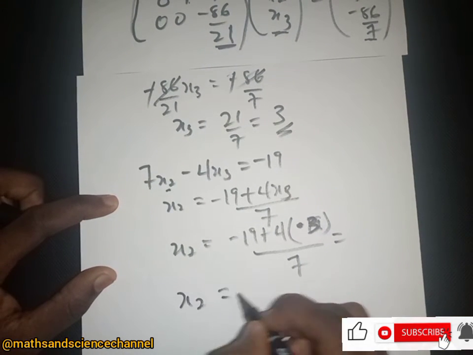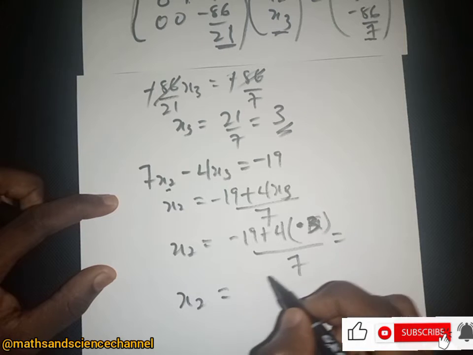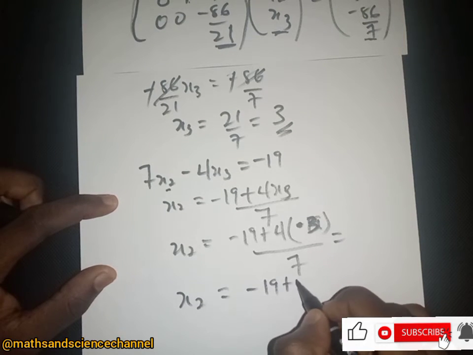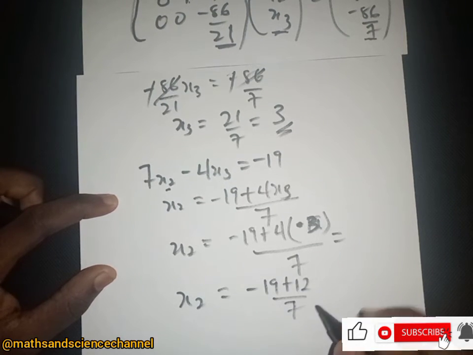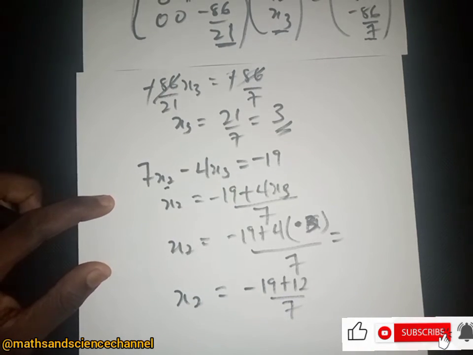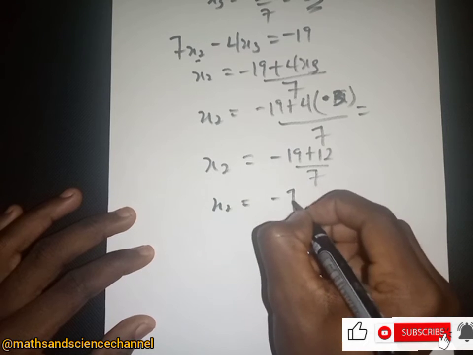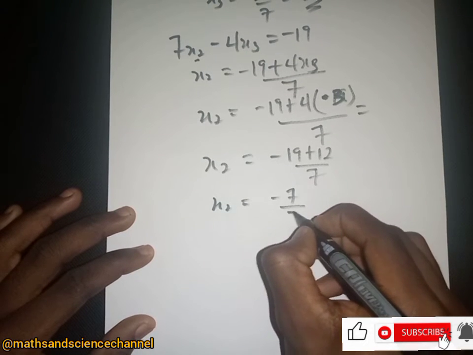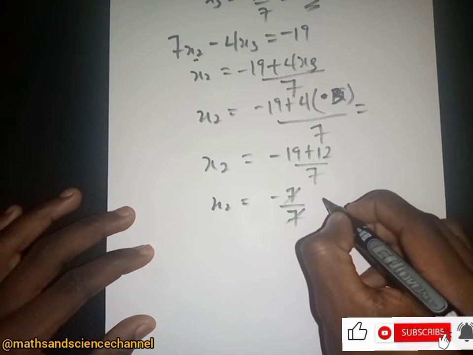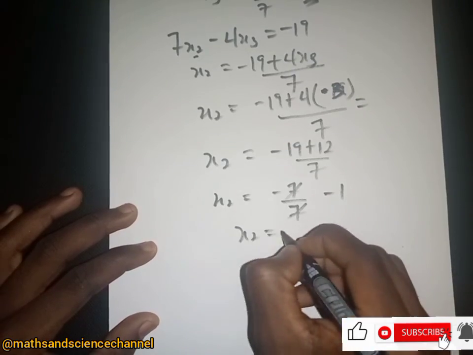So we have just -19 plus 12 here divided by 7, and from here we are just going to get negative 7 here divided by 7 here, and we have x2 here to be negative 1.